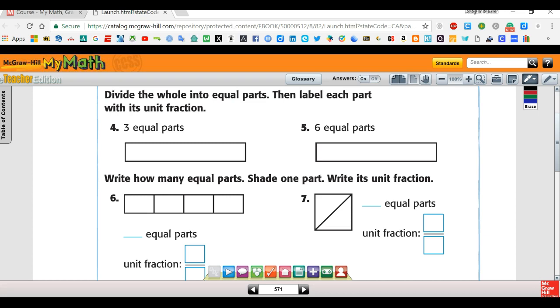Right. Number 4 says I need 3 equal parts. So how many lines am I going to use? Just 2 lines to make. Okay, so it's 1, 2. And each one of those is going to be how much? What's this? 1/3. So this will be 1/3. This will be 1/3. This will be 1/3. Okay. Then number 5, I need to make 6 equal parts. I'm going to do that.